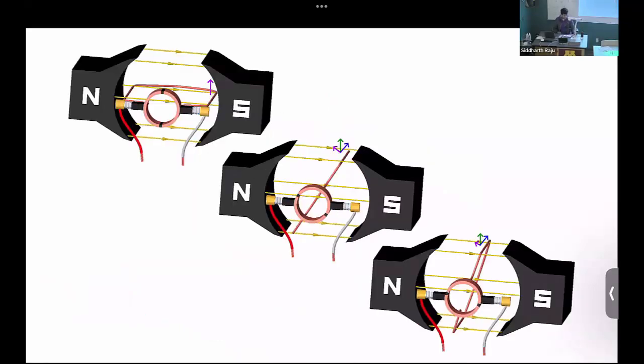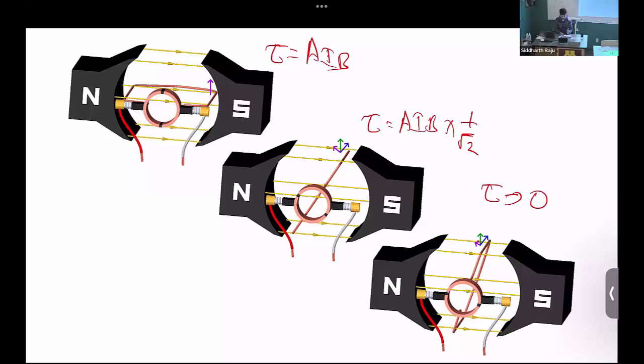So let's now look at what the torque profile of the system is going to be. We have this commutator, I've just shown it in 3 different locations. In this case, the torque was at its maximum, which we said was loop area times I times B. At 45 degree, that is going to be loop area times I times B times 1 by root 2, cos of 45 degree. And in this case, where it's close to 90 degree, tau goes to 0.